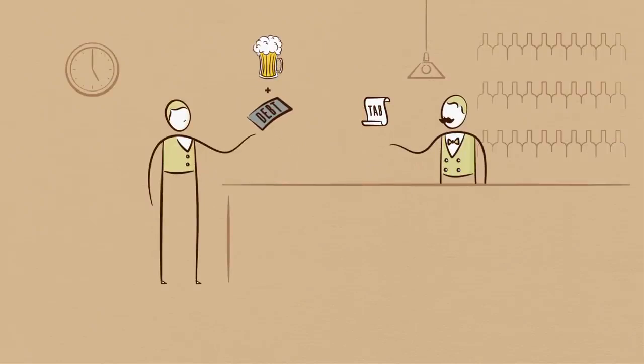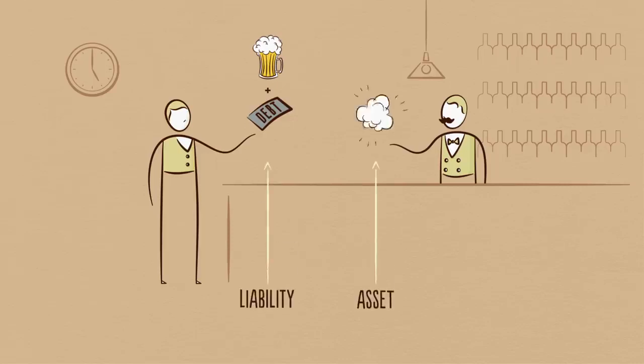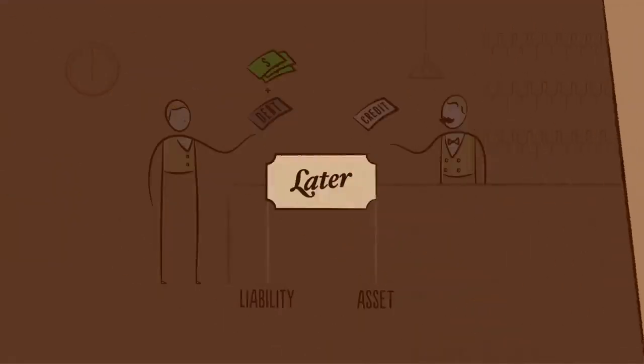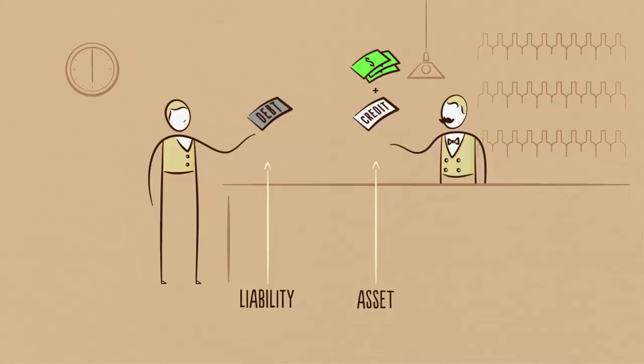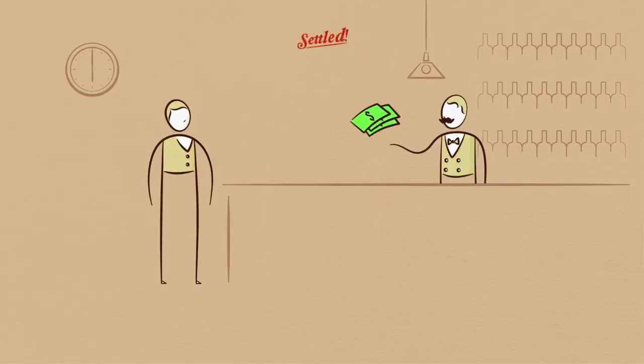Together, you and the bartender create an asset and a liability. You just created credit out of thin air. It's not until you pay the bar tab later that the asset and the liability disappear, the debt goes away, and the transaction is settled.